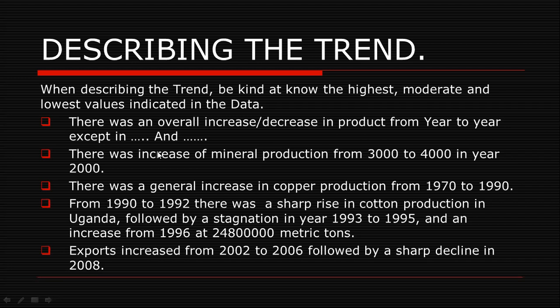If you are moving from, let's say, 10 to 20 or 30, then you say there was an increase by 20 units or barrels. If it is a fall and it is from 80 to 60, then you say it declined or there was a decrease by 20 barrels in this year. Those things are very, very keen.